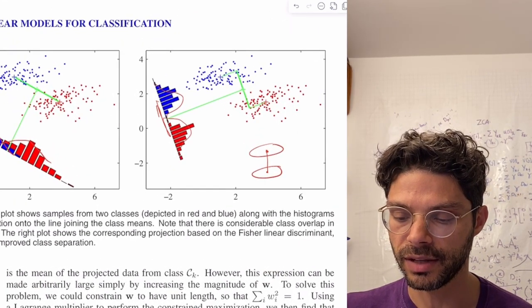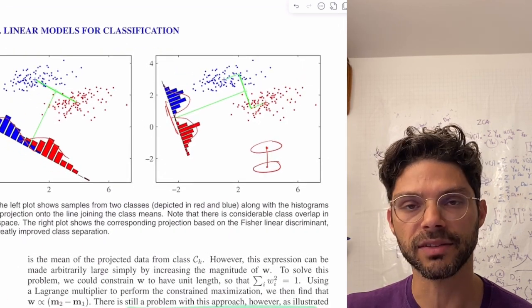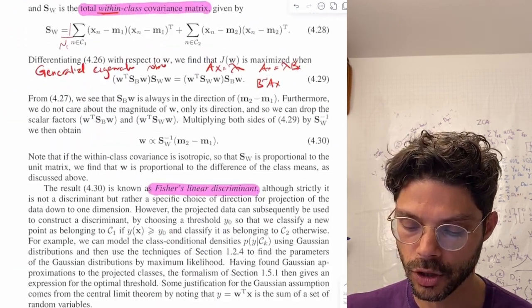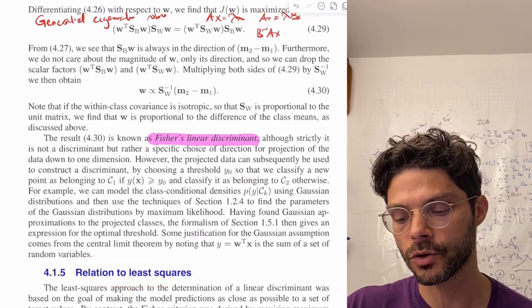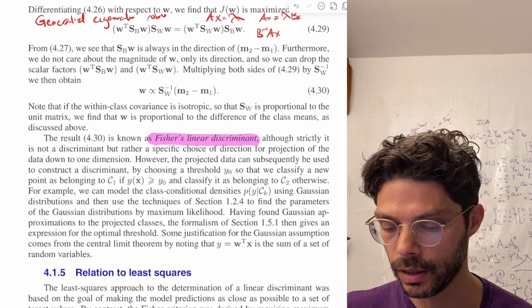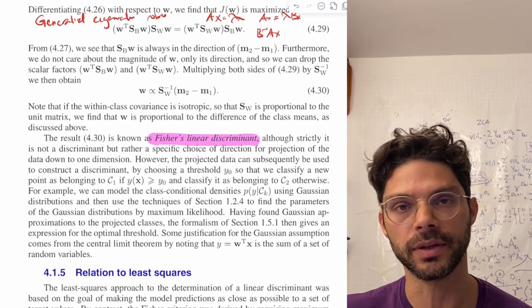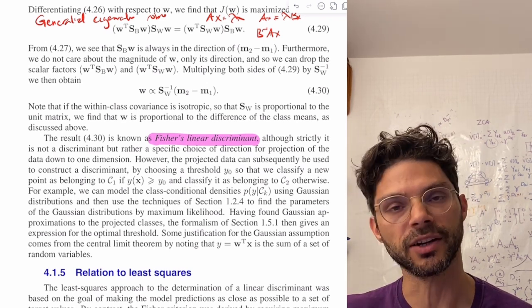Okay, so I think that's all for this section, and next time we're going to be talking about the connection between least squares and the Fisher discriminant, and showing that the Fisher discriminant is actually a special case of least squares for a particular set of target vectors.